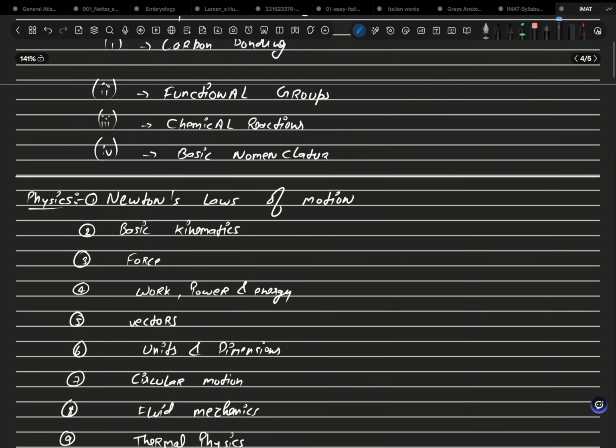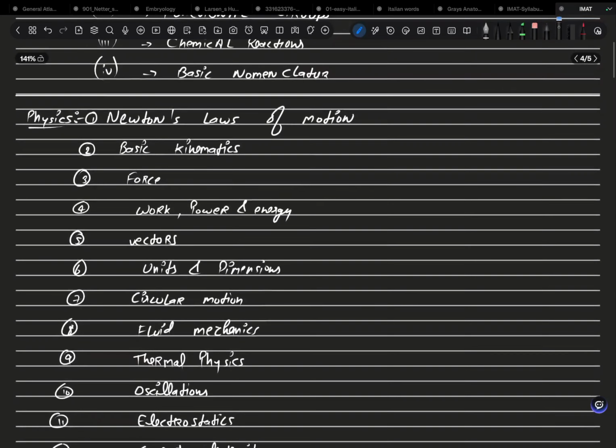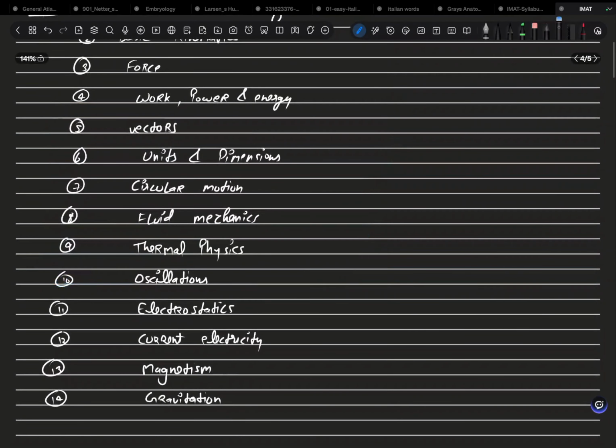And for the physics examination, the important things will be first the NLM, Newton's laws of motion, and the basic kinematics and the force. All these four things are very important, and then you will have to work on vectors so that you can master these. These are the very basic things for us. Okay, if you know this, then you will be able to do circular motion. Okay, fluid mechanics, thermal physics and oscillation will be very independent from these.